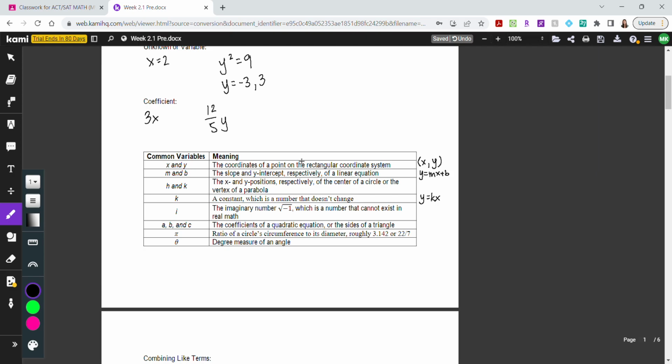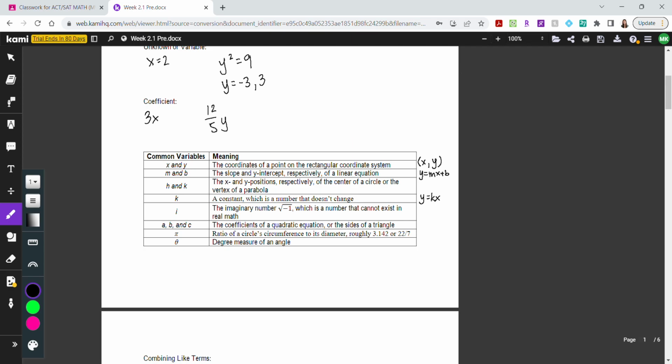The next thing we have is i, which is the imaginary number square root of -1, a number that cannot exist in real math. The square root of any negative number does not exist. It's not real. If you ever plug in the square root of a negative number, you will always get a math error in your calculator, and we denote this as i when we're doing math. And now, a, b, and c are the coefficients of a quadratic equation or the sides of a triangle.